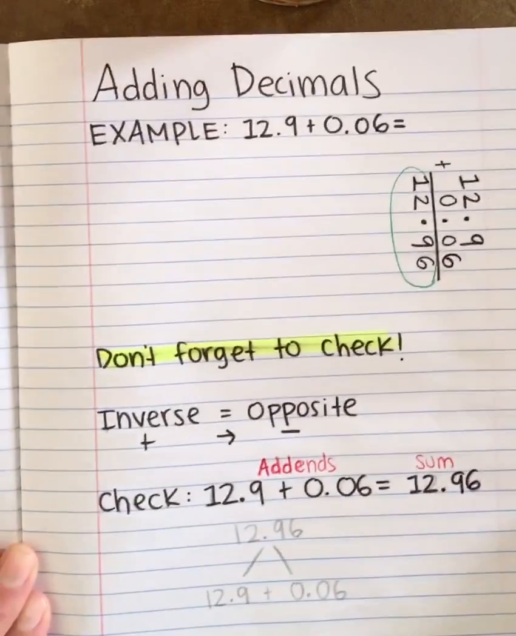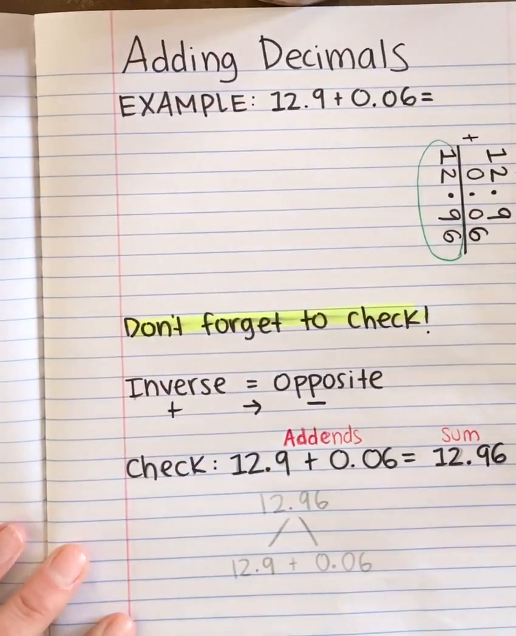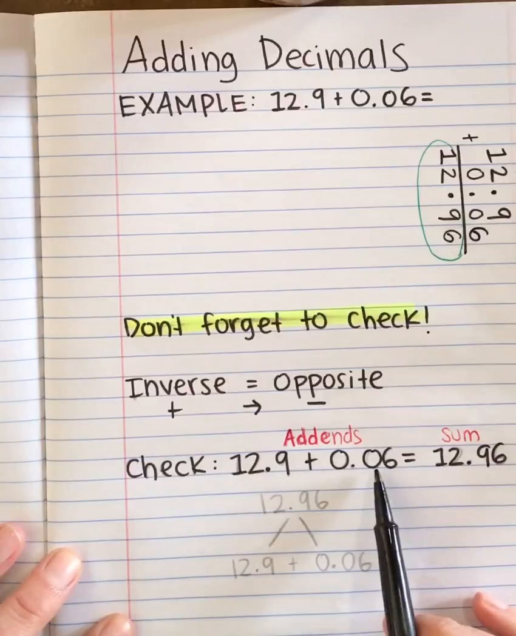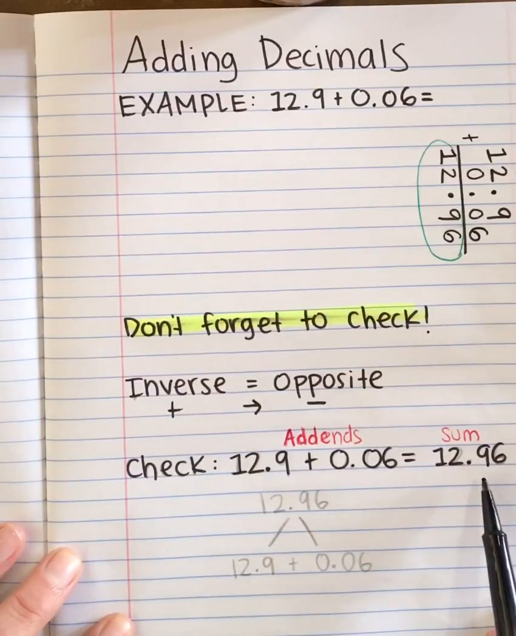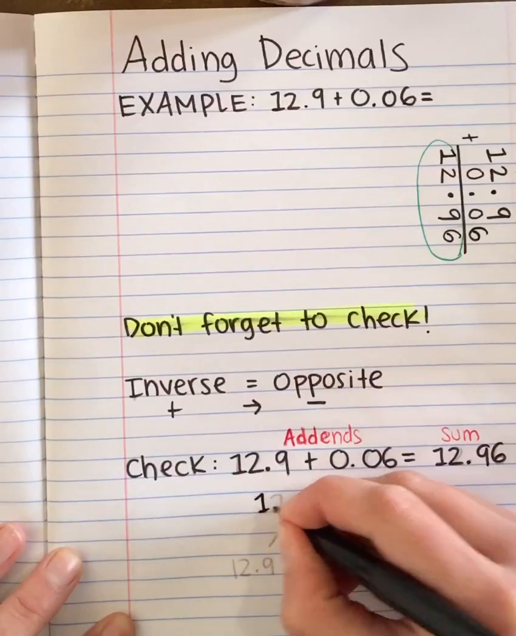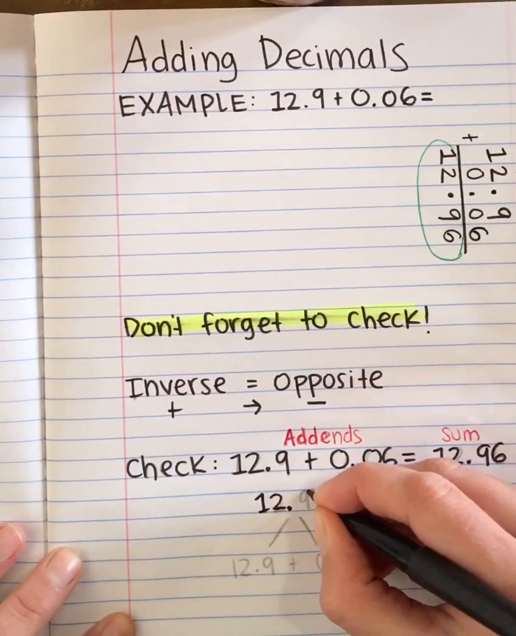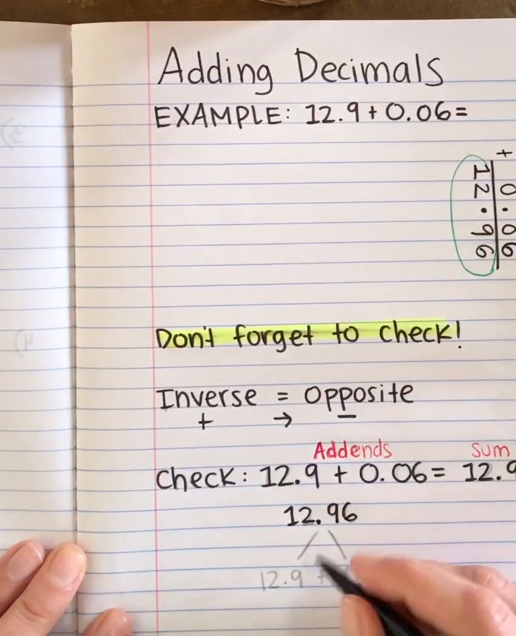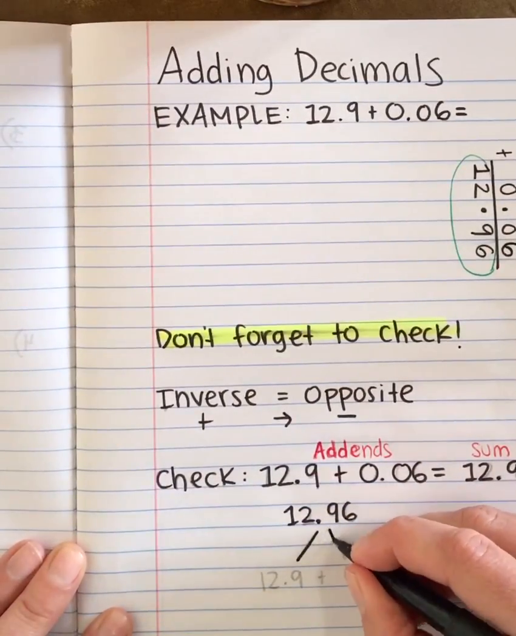Let's do a quick review of some vocabulary. When we're adding in an addition problem, the numbers we're adding together are called addends, and the answer is called the sum. And we can put it together this way, in what you may have called in previous grade levels a math mountain or a math triangle.